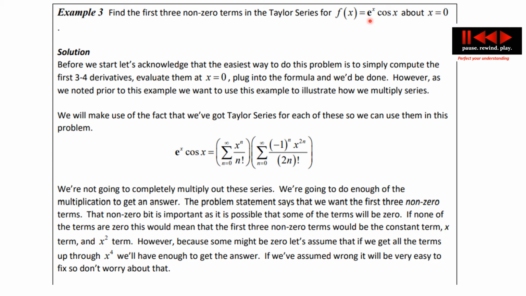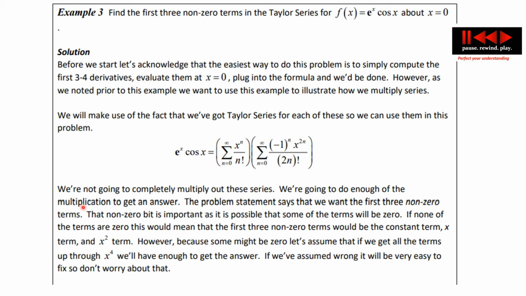Well, you see, we're taking e to the x times cosine x. This is the Taylor series about 0 for e to the x: the summation, n going from 0 to infinity, of x to the n over n factorial. And then we're multiplying that by the cosine, and this, again, is the cosine Taylor series: the sum from n equals 0 to infinity of minus 1 to the n, x to the 2n, all over 2n whole factorial.